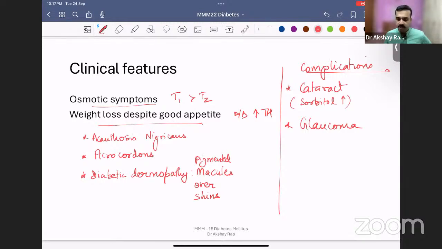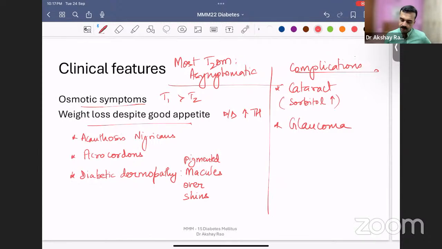Why the angiopathies occur is because of AGE, advanced glycated end products. Otherwise, actually, most patients will be asymptomatic. Most type 2 diabetes patients will be asymptomatic. Type 1 will develop symptoms because of insulin deficiency. Type 2 diabetes, for years together, they'll be asymptomatic. That's why you need to screen the general population as a whole.